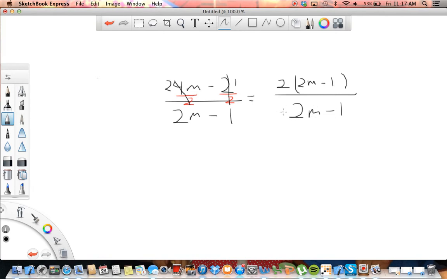And in the last problem, we weren't able to just pull out part of that. We would have to pull out the entire thing in order for it to work. So right here we can do that because we have the exact same thing, 2m minus 1 on the top and 2m minus 1 on the bottom. So we can cancel those out.